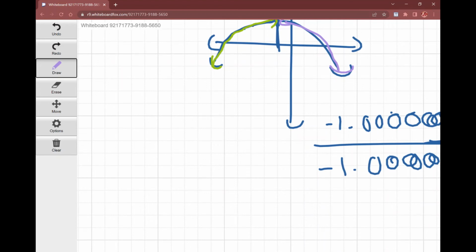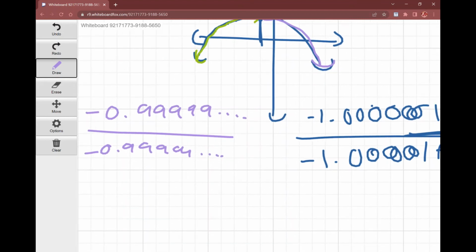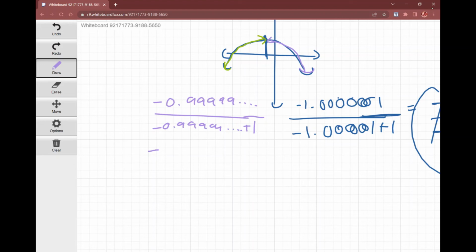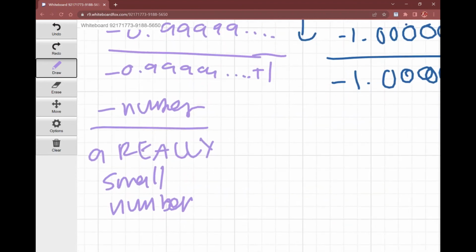So for that, I can do negative 0.9999999, you get the idea. And that's going to be negative 0.9999999, etc., plus 1. And so that's going to be that negative number over, this time the decimal is going to be positive since 1 is bigger than 0.99999, but it's still going to be a really small number. So it also approaches infinity. But remember, since we have that negative, this is going to approach negative infinity.